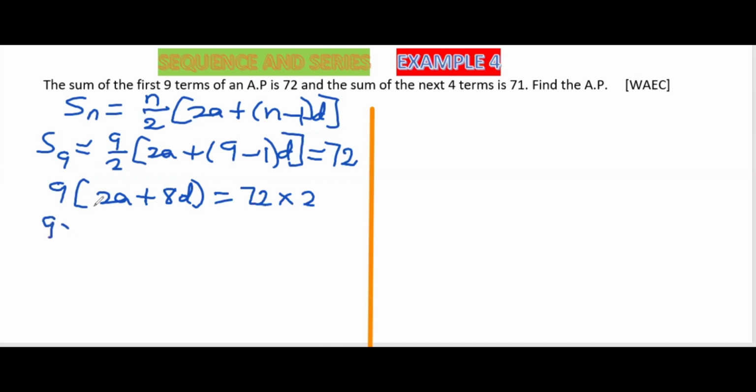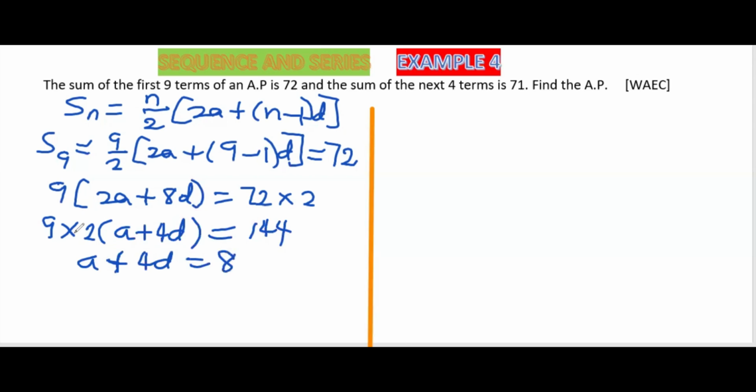This is 9 times 2 into a plus 4d equals to 72 times 2, which should give us 144. So from here, I'm dividing both sides by the factor outside, which is 9 times 2, 18. Divide both sides by 18, I have a plus 4d equals to 144 divided by 18. That should give us 8. So we get equation 1 here.